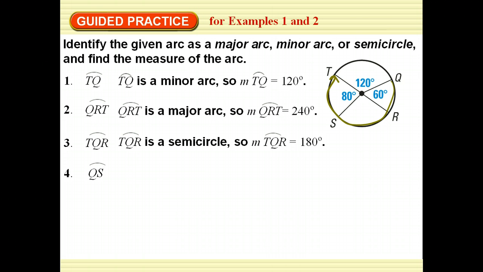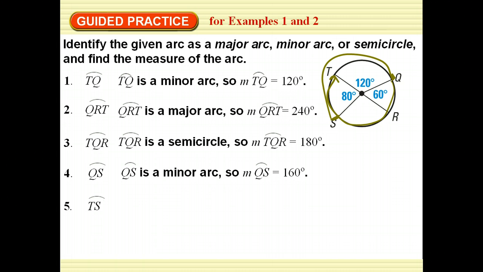QS. To go from Q to S is everything except this part from S here. So the shortest way from Q to S, remember, is not this way. I would have to say T, because this is less than 180. So I could figure out that 120 plus 80 is 200, and so the arc is 160.